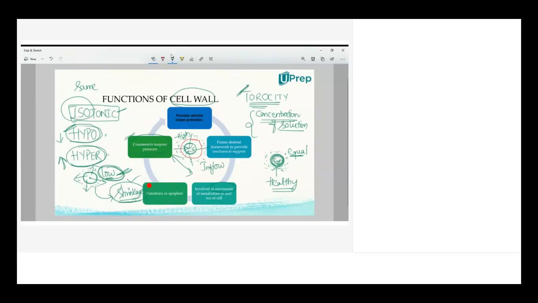So this is how the bursting of plant cell will not happen due to presence of cell wall, even though it is present in hypertonic solution. But when you compare with animal cell, the cell will burst out due to absence of cell wall. So these are the different functions of cell wall.